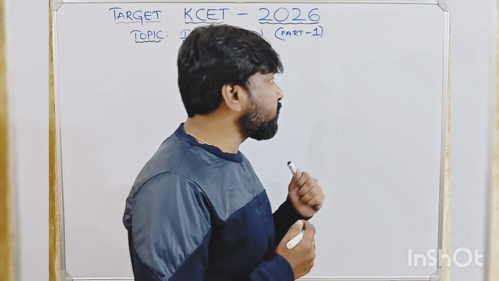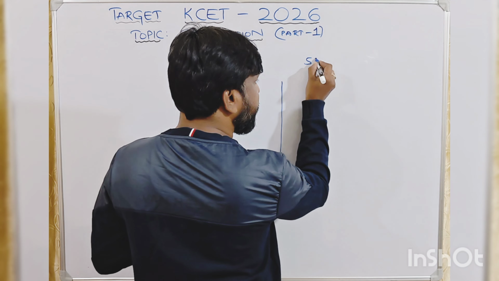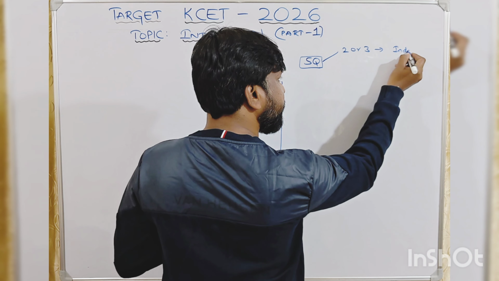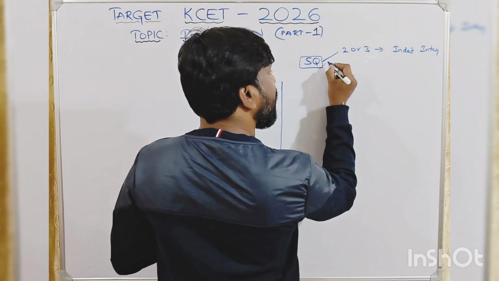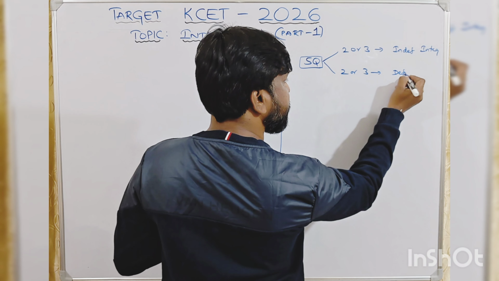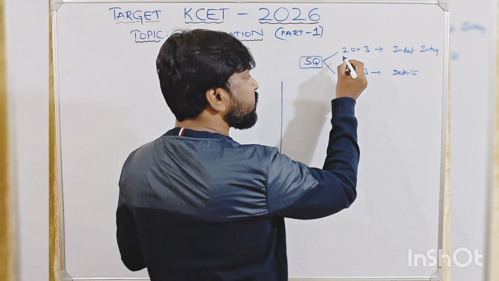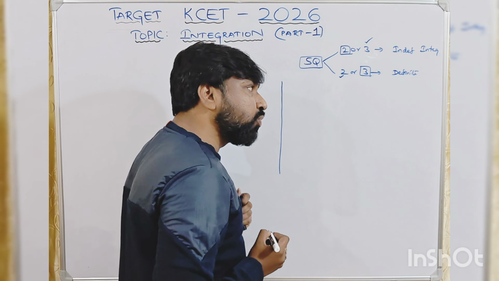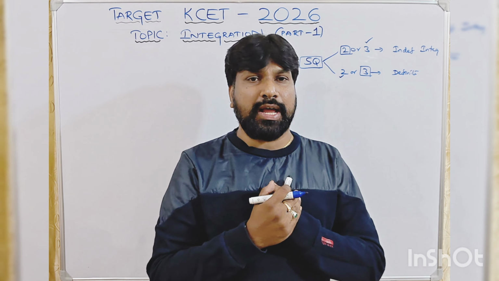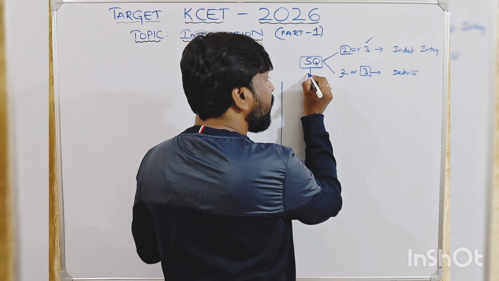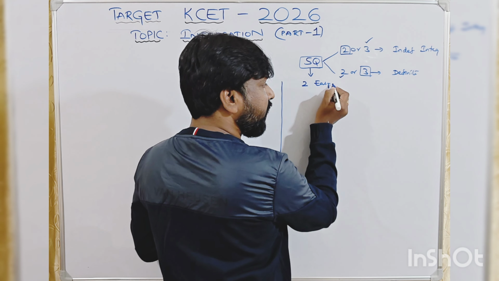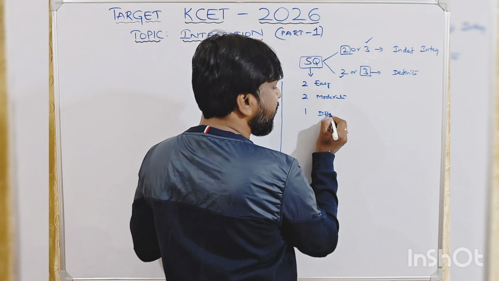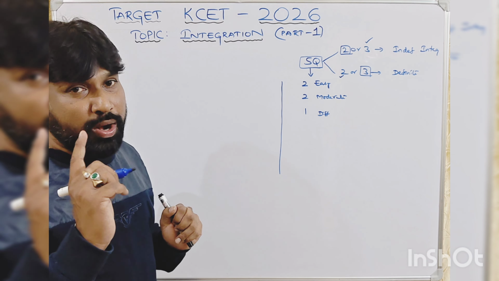Look carefully, friends. Every year they are going to ask 5 questions. There are 2 or 3 questions coming from indefinite integration, and 2 or 3 questions they are going to ask from definite integration. If they choose 3 questions from indefinite, they will choose 2 questions from definite. That is the way. Among these 5 questions, they are going to give 2 easy-level questions, 2 moderate-level questions, and 1 difficult question.